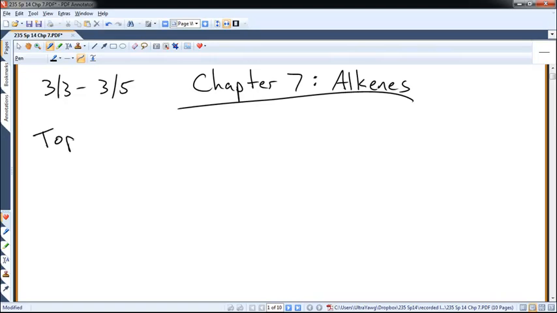So the topics that we're going to talk about, there's not a real lot of topics in Chapter 7. It's kind of short, but the few topics that we do have are relatively important because Chapter 8, addition reactions, reactions of alkenes, come directly from the Chapter 7 stuff.